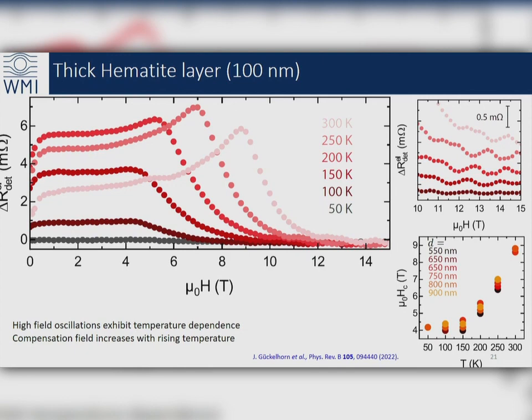And of course, you can then extract the temperature dependence of this compensation field also for the thin films, for different distances and all of that. You see, again, very nice agreement between these two, and it also follows the typical anisotropy dependence that one would expect for hematite in the system.